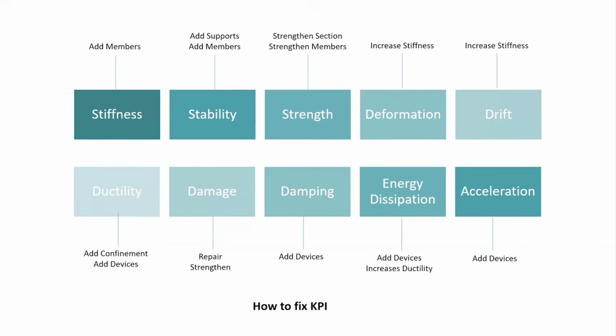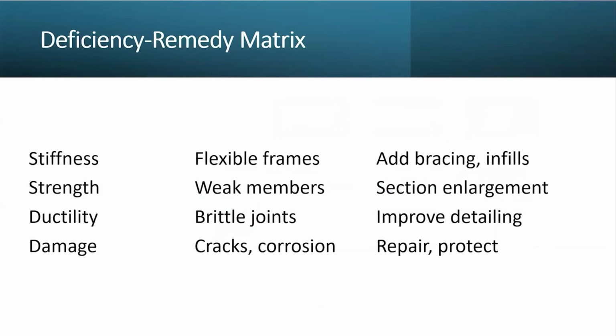So once again, there are many ways to look at these KPIs. First of all, as the primary indicators, where do they come from and how to fix it if we find the deficiency. So, for example, deficiency in stiffness, flexible frames. We have a flexible frame, we add bracing or infill walls. We improve the stiffness. If the strength is a problem, we do the section enlargement, maybe using various types of strengthening, cross sections and strengthening. If ductility is a problem, we improve the confinement. If damage is a problem, we repair and protect. So this is just some of them, there are many other things that we can do. Just a quick example on how we can create a matrix of deficiency versus remedy.